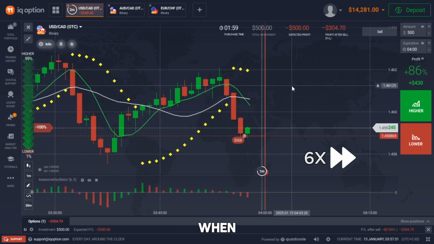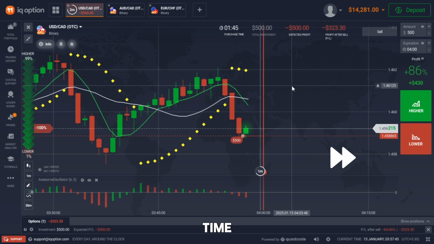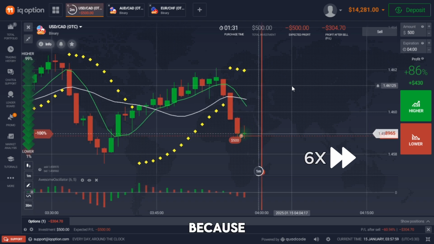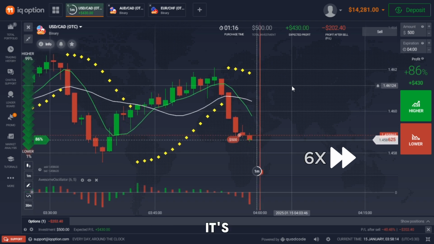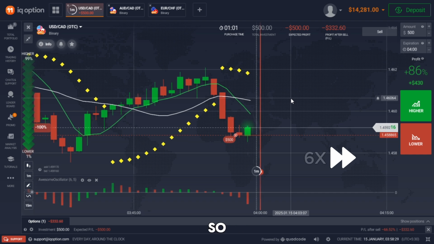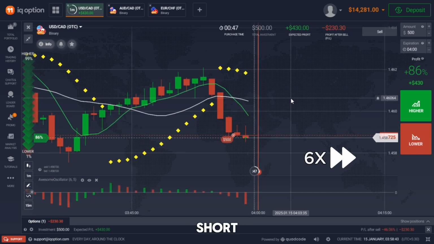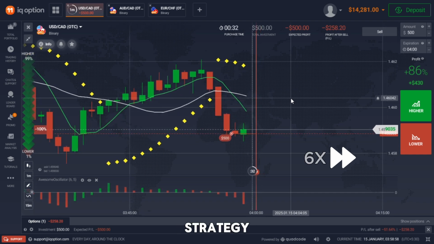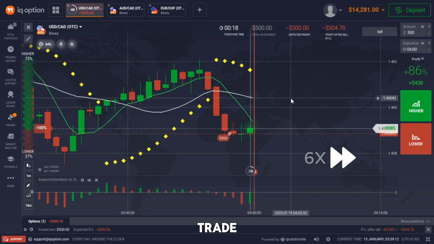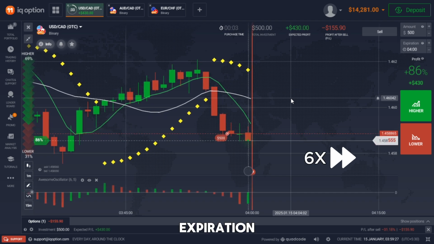Also remember, when we open a trade, we need to give some time to the market to move in its trend. Because the market is always fluctuating, it's important to follow the current trend. So, opening trades with very short time periods can be very dangerous for this strategy. Therefore, open a trade with at least 3 or 4 minutes of expiration time.